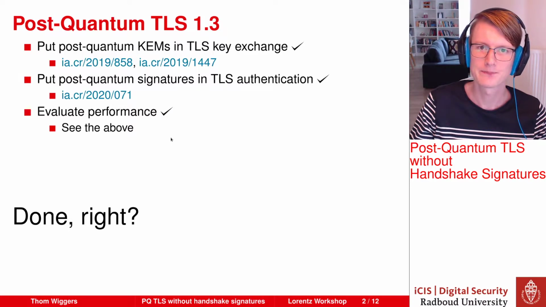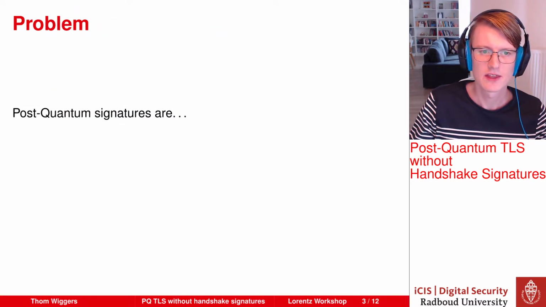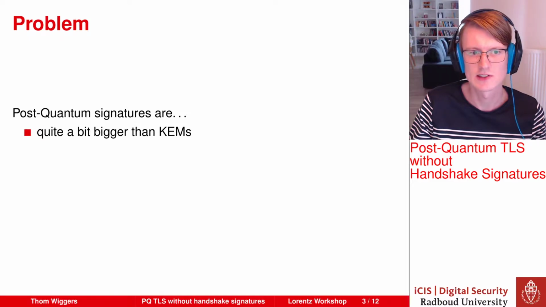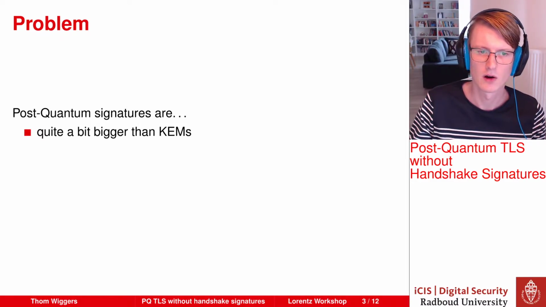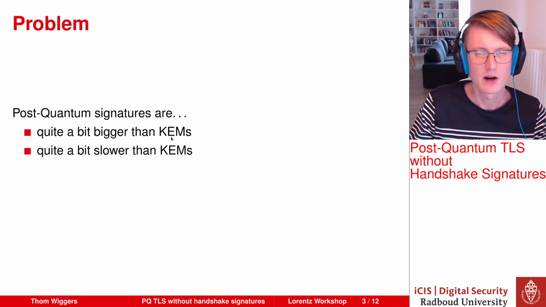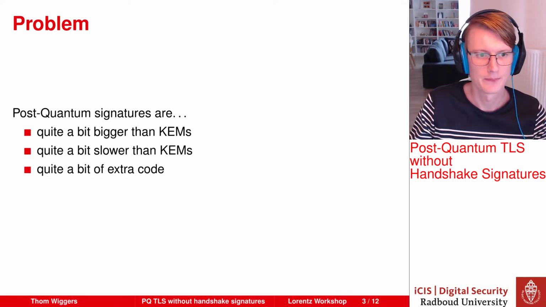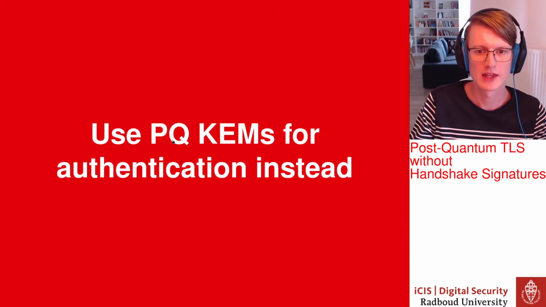So we're done, right? Well, that's the thing with post-quantum signatures. They are quite a bit bigger than KEMs, in that the sizes of the signatures and their public keys combined are often quite a bit bigger than the sizes of KEM public keys and KEM ciphertexts. They are often quite a bit slower than KEMs to compute, and they use quite a bit of extra code because you can't reuse as much as you could before. So we're going to use KEMs for authentication instead.